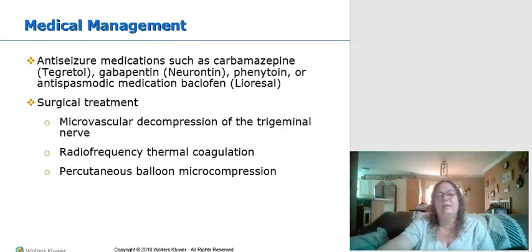Surgical treatment can include microvascular decompression of the trigeminal nerve. They go in and do a microsurgery. They can do a radiofrequency thermal coagulation, or percutaneous balloon microcompression. They go in and kind of balloon. We want to take the pressure off that nerve.